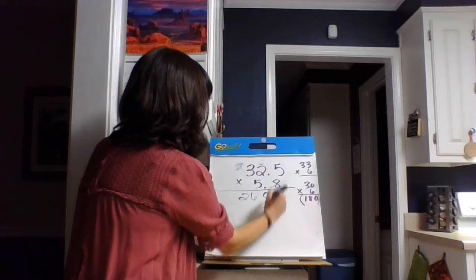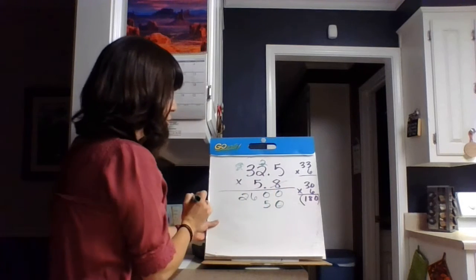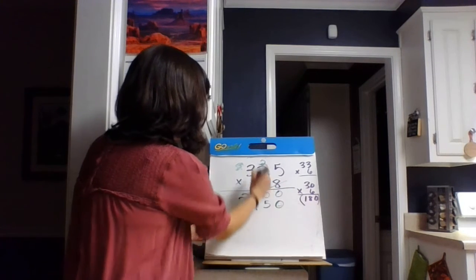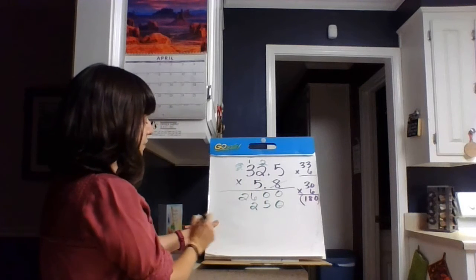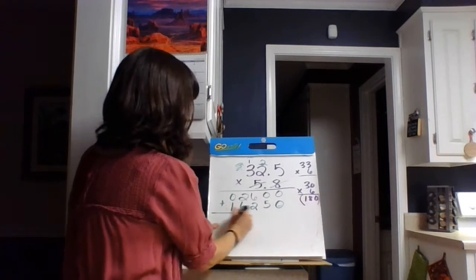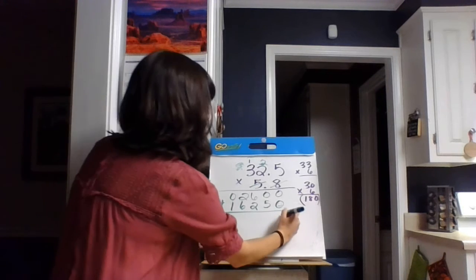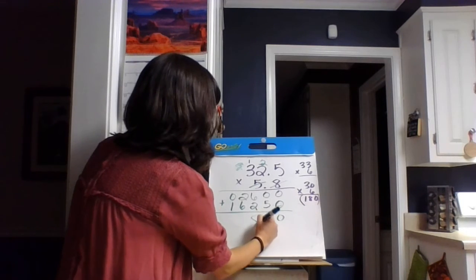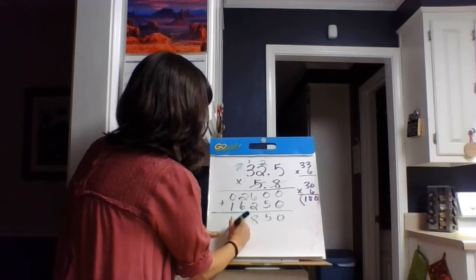5 times 5 is 25. 5 times 2 is 10, plus 2 is 12. 5 times 3 is 15, plus 1 is 16. And then I'm going to add those partial products. So I have 0, 5, 8, 8, and 1.